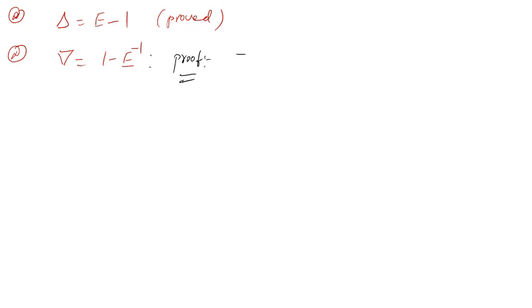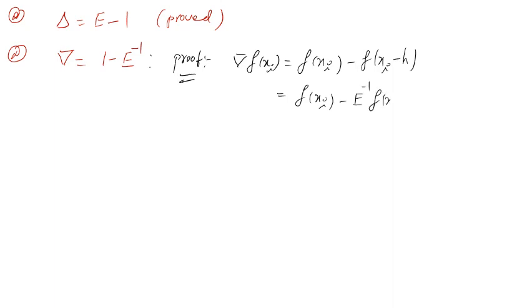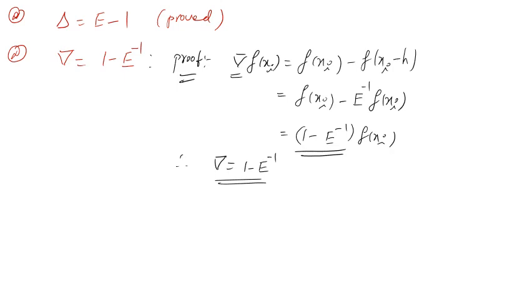Proof. What is del f of xi? Or one can write this as f of xi minus f of xi minus h, isn't it? So this can be written as f of xi minus e to the power of minus 1 of f of xi, correct? As per using the shift operator definition. So I can write 1 minus e to the power of minus 1 of f of xi. Therefore del is nothing but 1 minus e to the power of minus 1.